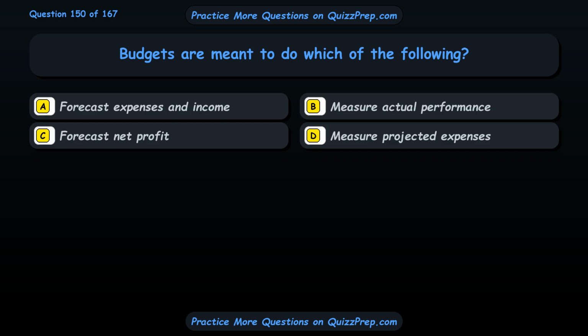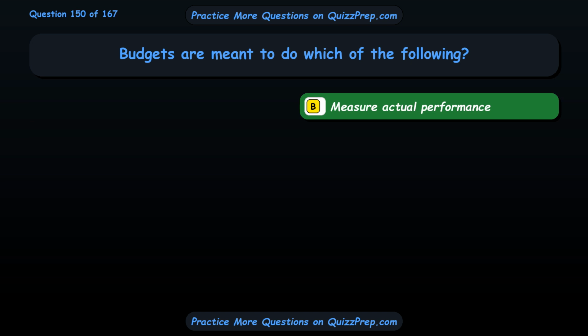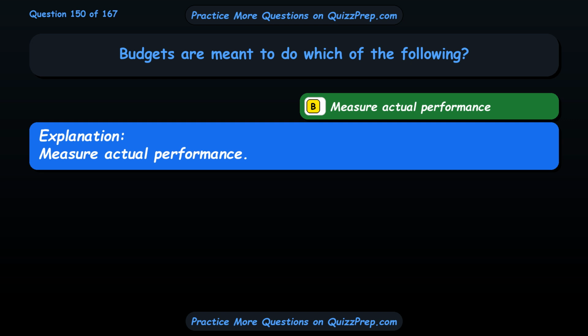Question 150. Budgets are meant to do which of the following? Option A, forecast expenses and income. Option B, measure actual performance. Option C, forecast net profit. Option D, measure projected expenses. The correct answer is option B, measure actual performance.